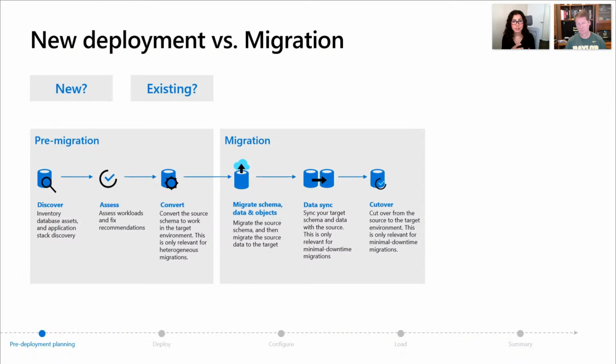Now, once you figure out what you're going to migrate, you actually have to do this migration. So if you're doing an online migration, you have to do all of these steps here. If you're doing an offline migration, you really just migrate the schema, the data, and the objects. During that time, you're offline, and then you switch over your connection strings and you're back up and running.